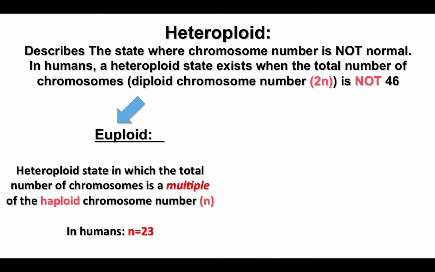The euploid state is the heteroploid state in which the total number of chromosomes is a multiple of the haploid chromosome number, or N. And remember, the haploid chromosome number is just the number of unique types of chromosomes. And in humans, N equals 23. We have 22 autosomes, meaning the non-sex chromosomes, and then we have one set of sex chromosomes, which come in two different flavors, X or Y.